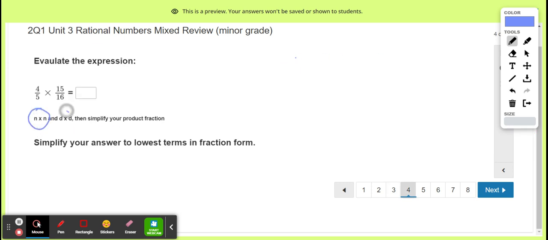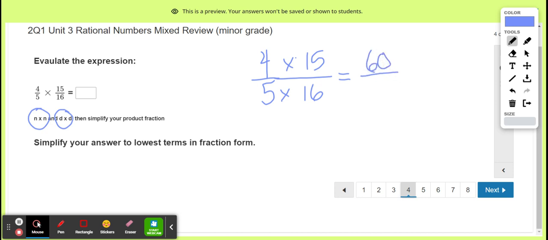Number 4, you're multiplying numerator times numerator and denominator times denominator. So 4 times 15 is going to give you 60, and 5 times 16 is going to give you 80. So you're going to divide both of these by 2 to simplify and get your answer.